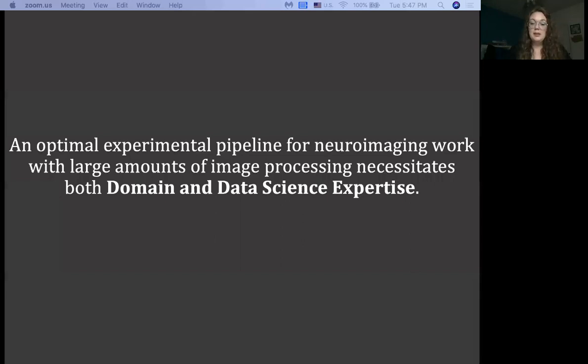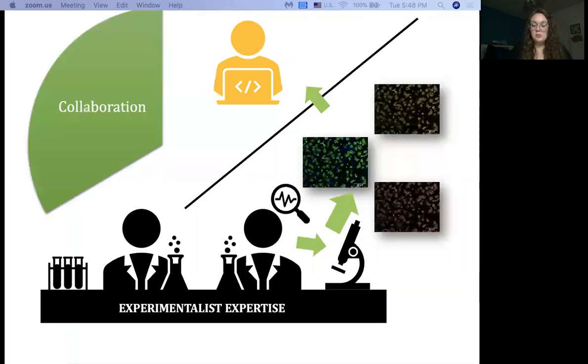Optimal experimental pipelines for neuroimaging work with large amounts of image processing necessitate both domain and data science expertise. What we mean by this is that it's important that we have our experimentalist expertise to understand how the pictures are taken and how that actually relates to the biological data that they have themselves procured. But it's also important that our data scientists bring their expertise to the table so that we know which features are actually feasible to add on and what analysis techniques and what things we want to analyze which are actually possible.